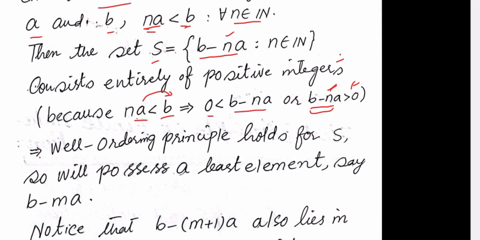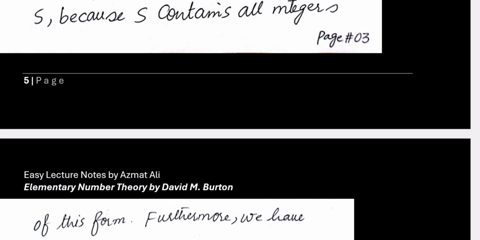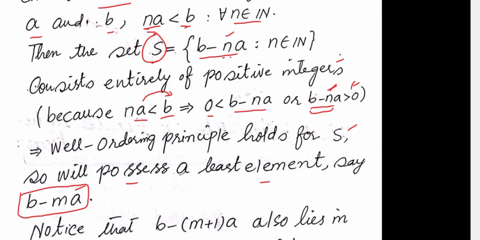This implies the well-ordering principle holds for S. Now, according to the well-ordering principle, set S will possess a least element, say b minus ma. Suppose that the least element of set S is b minus ma. As you know, if n belongs to the natural numbers, that is n is a positive integer, then the next positive integer, n plus 1, also belongs to the natural numbers.